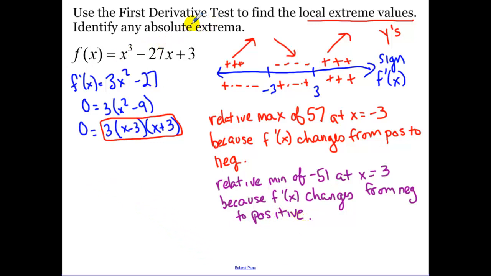Now let's look at, just know what an x cubed graph looks like. You guys have an idea of what an x cubed graph looks like. It looks something like that. So we know that there is probably my relative max, there's my relative min, so we're going to have no absolute extrema.